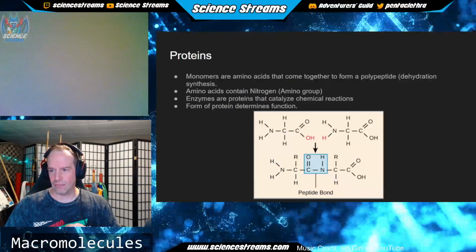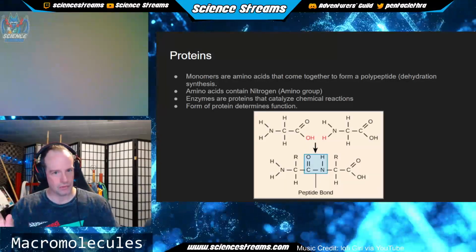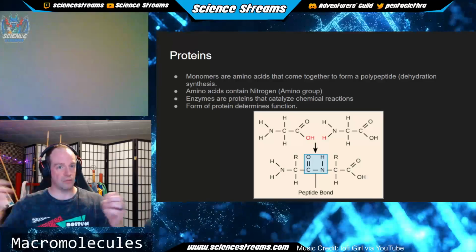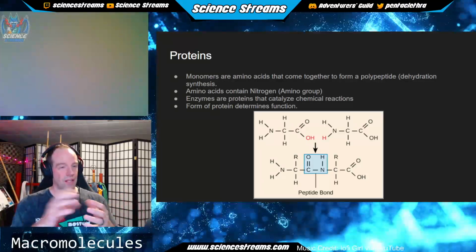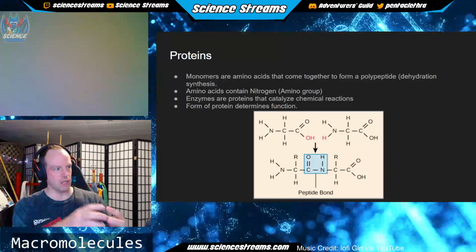So, lipids. Let's move on to proteins. Proteins have monomers as well. Notice that the lipids did not have a monomer, right? They don't form a polymer at all. Okay, they can to some extent, but generally they're not seen as having monomers and polymers.